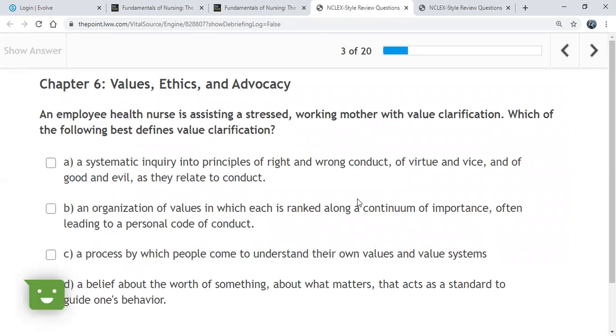An employee health nurse is assisting a stressed working mother with value clarification. Which of the following best defines value clarification?